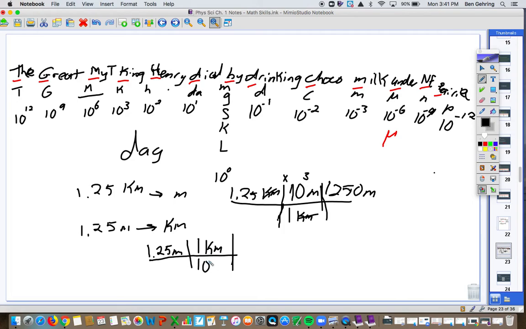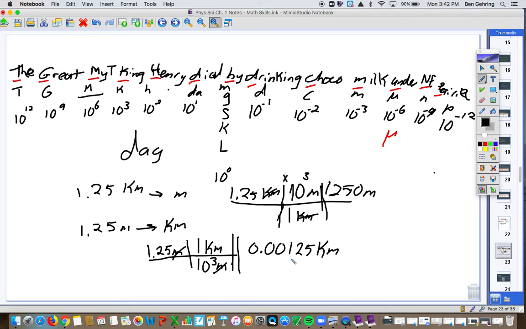So I'm going to put 10 to the third meters on bottom. And so I have meters on top and meters on bottom, and they're going to cancel. I'm going to use 2 lines to show it's an equal sign there. And that's going to be 1.25 divided by 10 to the third, which, because it's just a power of 10, we can move the decimal place. So I'm going to move 3 places to the left, which is 0.00125 kilometers. And so there's your conversion from meters to kilometers going that way.